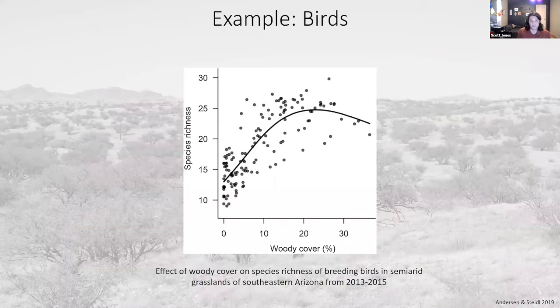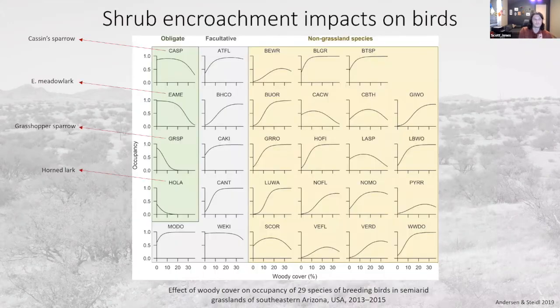And he found similar things. As you increase cover, you increase the species richness of birds. But if you look out from this and look at the type of birds that are occupying this area, you get a much more interesting story as you see these grassland obligates that are on the left over here. You see a deep decline in their breeding population as you increase shrub cover.